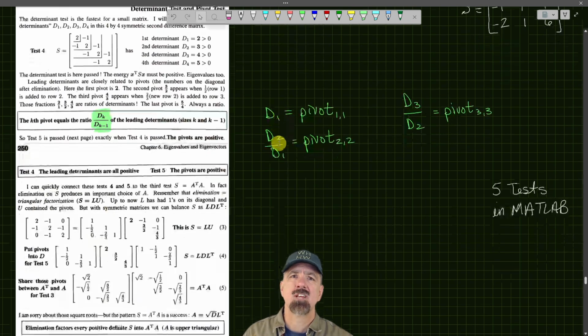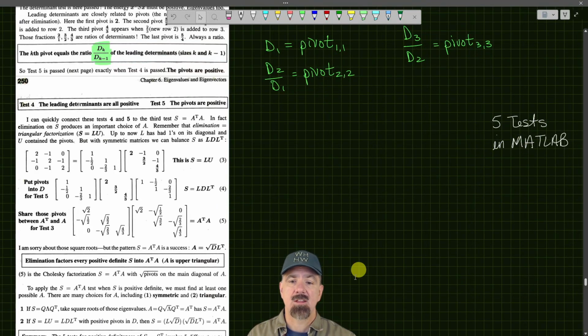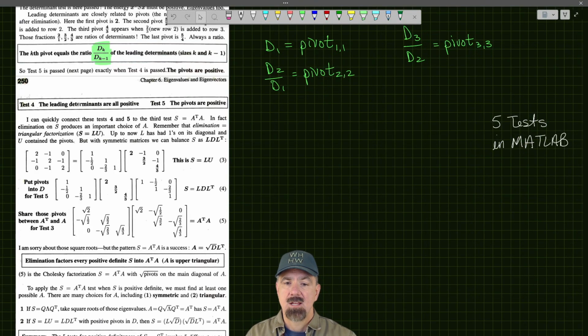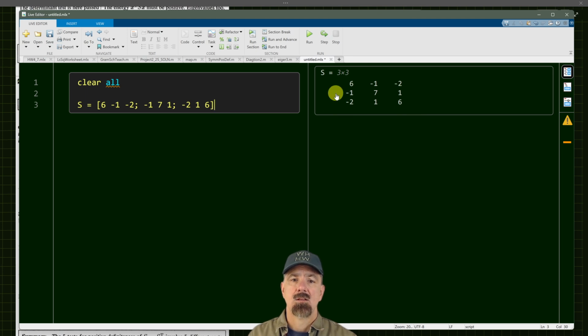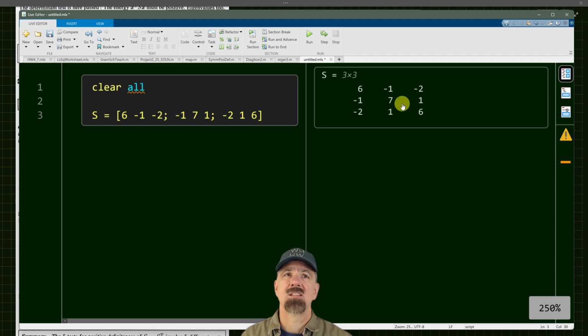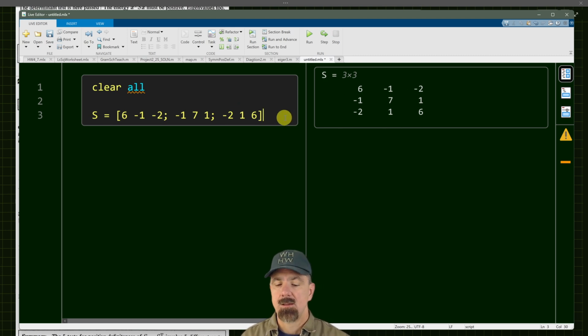And what I'm going to do is give you a little bit of a demonstration in MATLAB talking about the 5 tests and show you some different commands. So I have the S matrix here. I've opened a live editor and you can see this is our matrix. Let me expand this a little bit to make it easier to see.